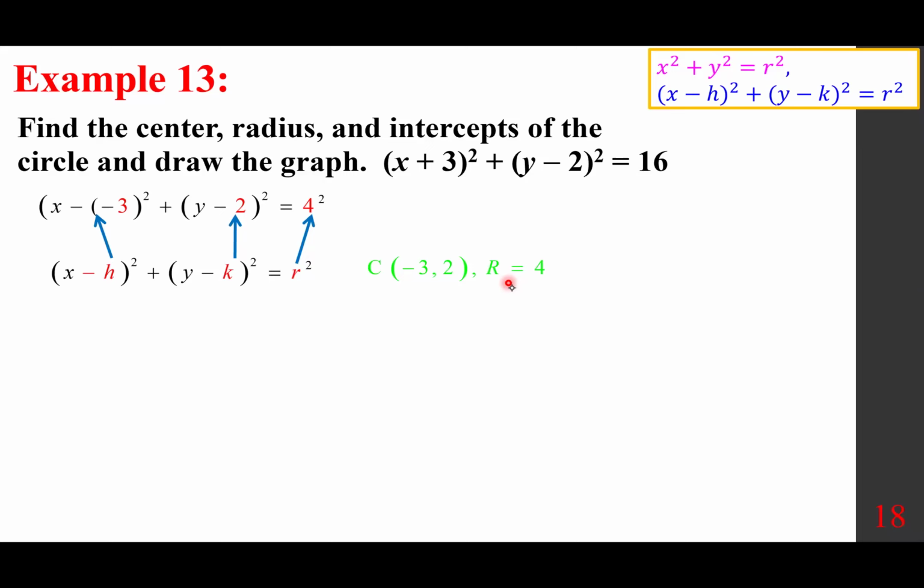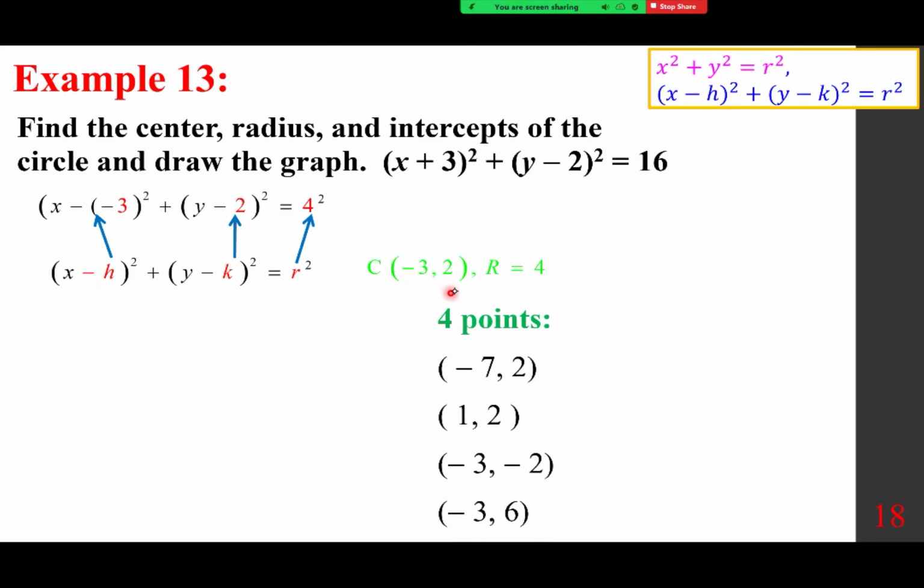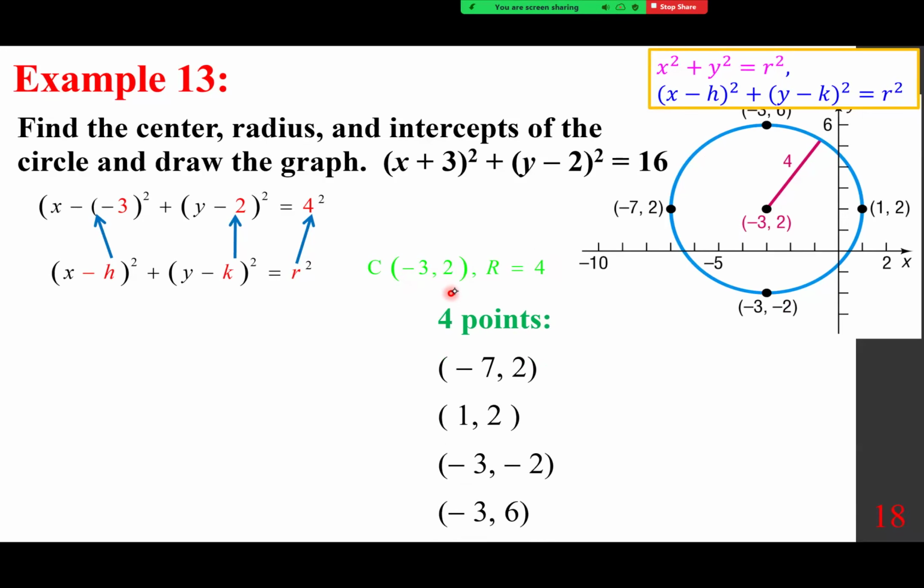We can create 4 points. That means put the 4 here and subtract from this, you get minus 7 comma 2. Add to this, you get 1 comma 2. Then put the 4 here, subtract from it, you get negative 3, negative 2. Add to it, you get negative 3, 6. So it's easy to get those points. So we have the center, we have those points, we have the graph.